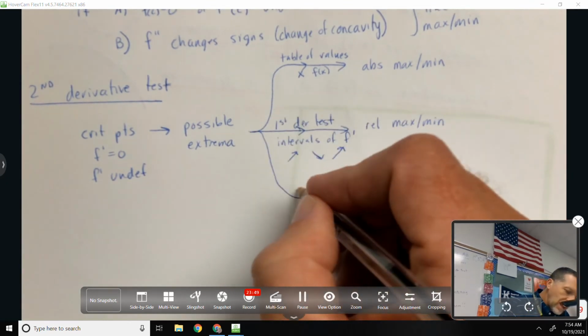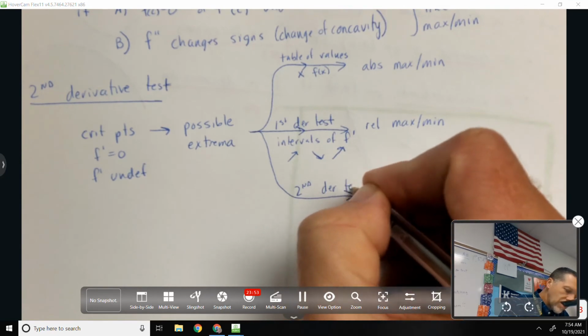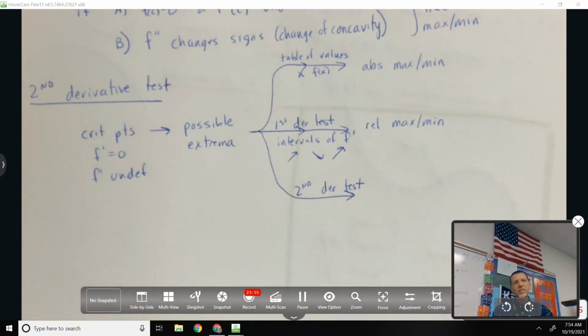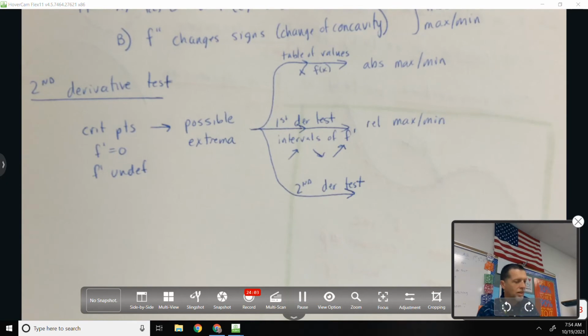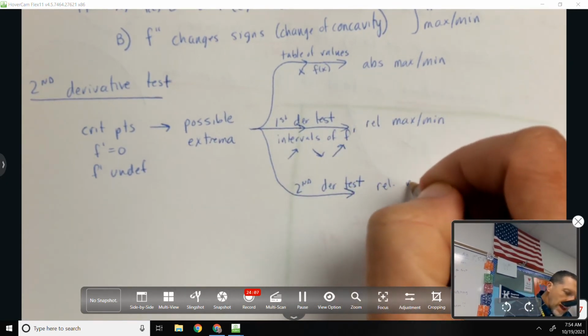Well, today, third option is the second derivative test. And by the way, this is the last option. We're going to stop adding on to this roadmap here. But there's 3 different ways to arrive at max and mins, and it kind of depends on what kind of max and min you want. Second derivative test leads us to a relative max or min.